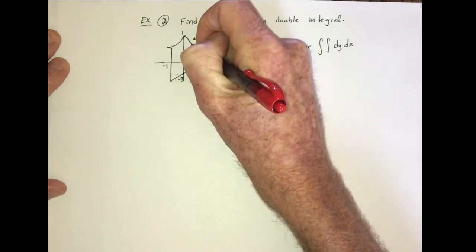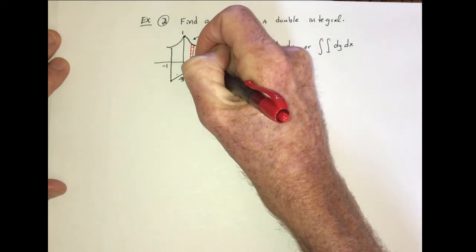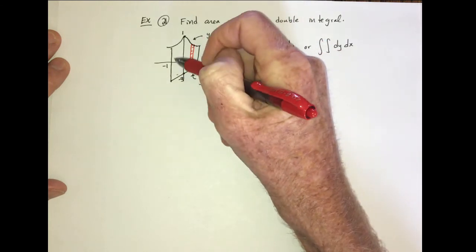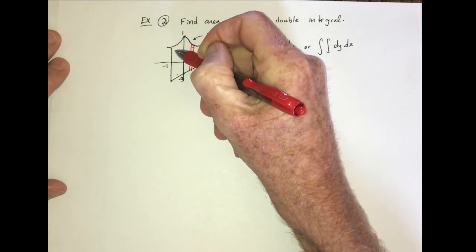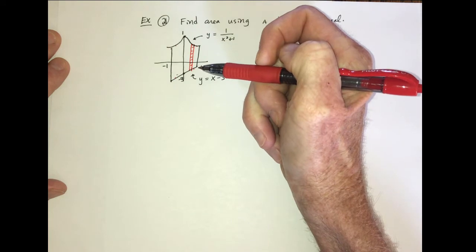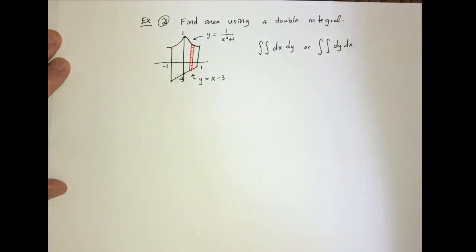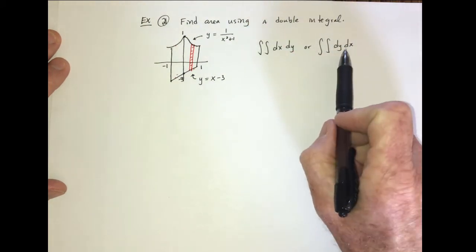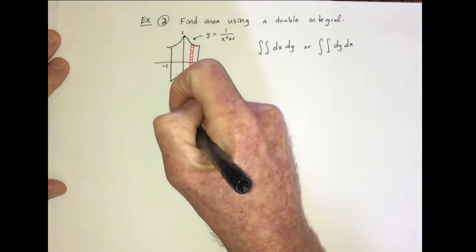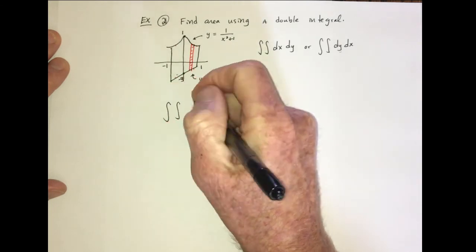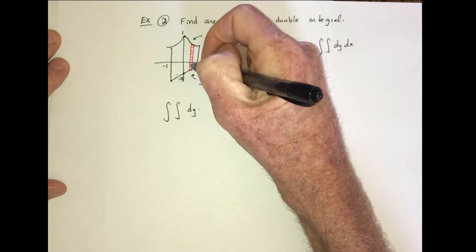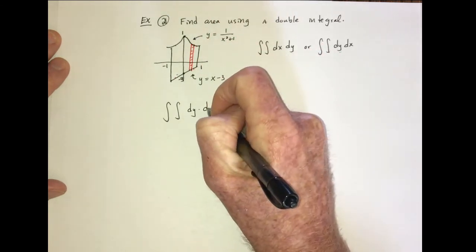So that means that no matter where I move this rectangle, it's always going from the top function to the bottom function. If I move it over here, it's going from the top function to the bottom function. All right. So this one is going vertically, so that means we're going to be doing y first. So it's going to be a double integral. dy goes first because this is in the y direction, and then x.